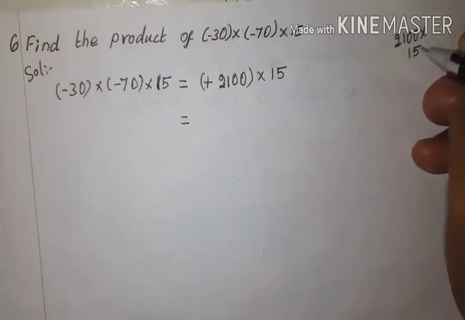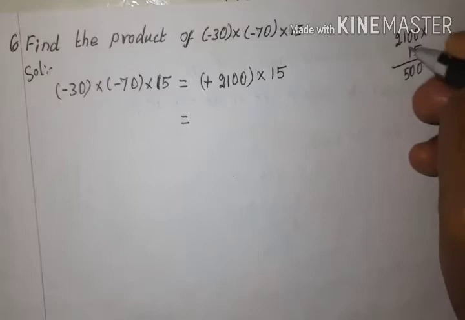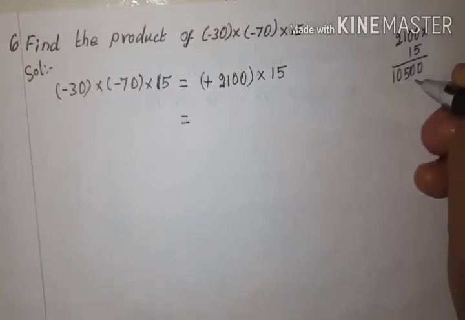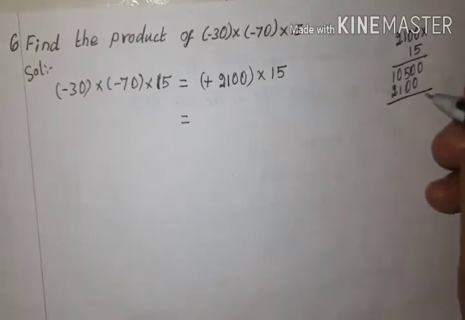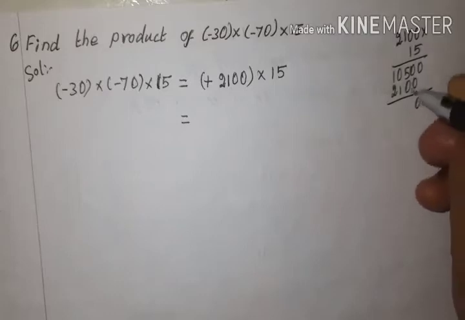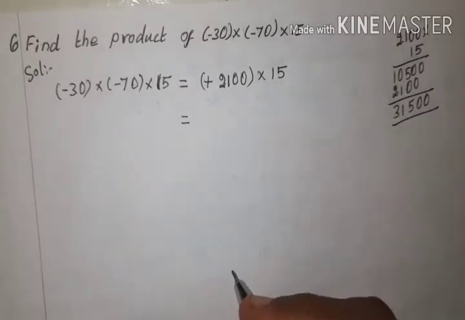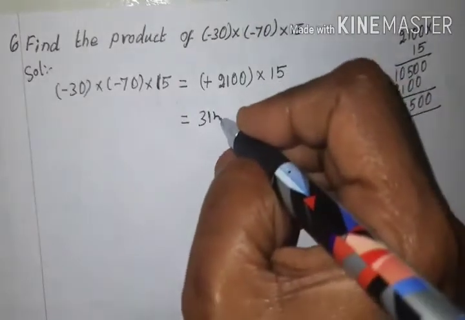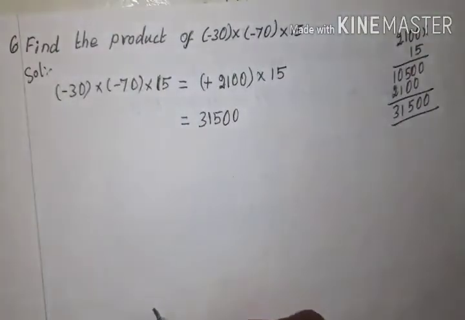Multiply 2100 into 50. 0, 0, 5 twos are 10. Next, 0, 0, 5 plus 0, 5. 0 plus 1. Answer: 31,500. I get the answer 31,500. Seventh question.